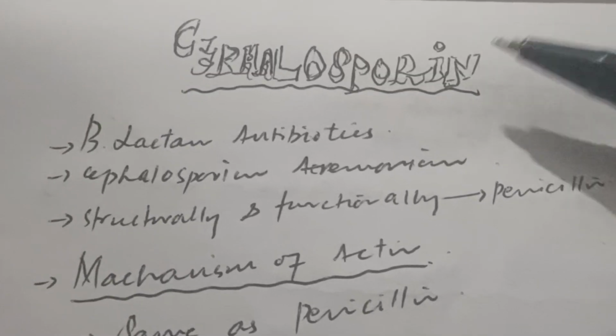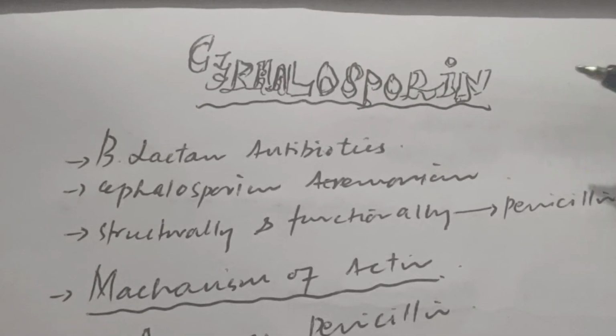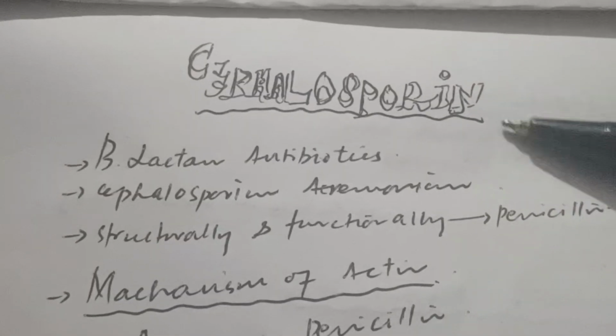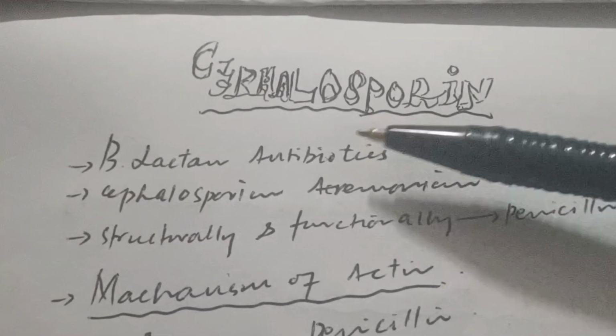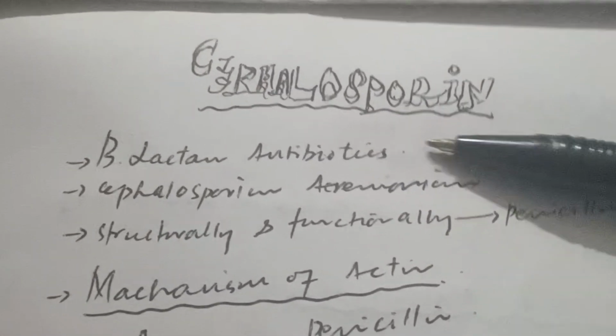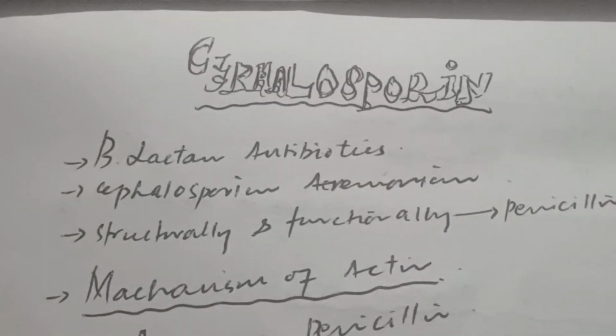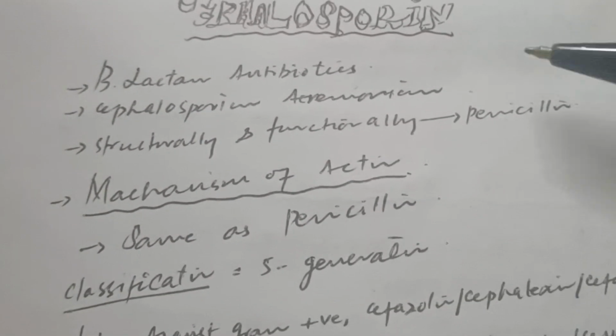Today's lecture is on cephalosporin, which is an antibiotic included in the class of cell wall synthesis inhibitors. So it is a beta-lactam antibiotic. It has a beta-lactam ring in its structure, and it is derived from the fungus Cephalosporium acremonium, structurally and functionally related to the penicillin.